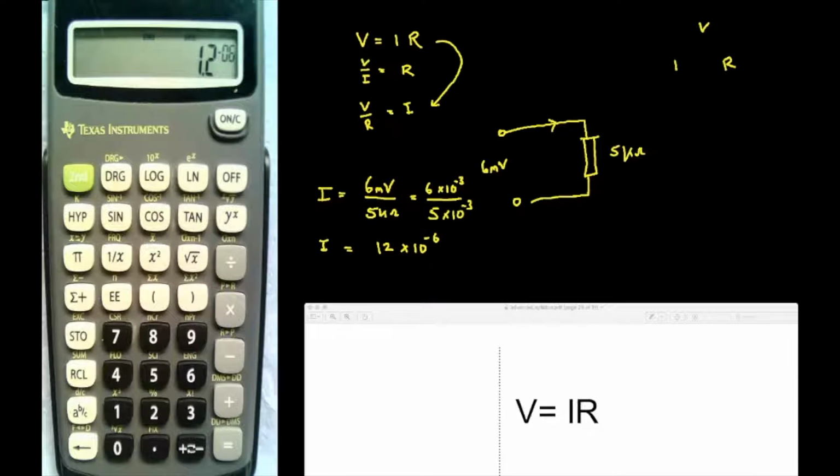And because we entered the values here in volts and ohms, our answer will of course be in amps. So that's 12 times 10 to the minus 6 amps. And you should be remembering by now, minus 6 is micro. So we're looking at 12 micro amps.